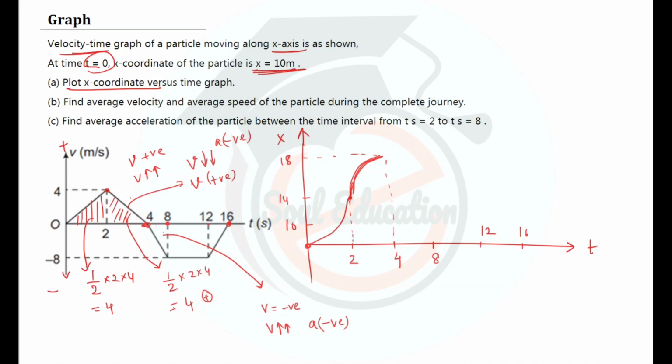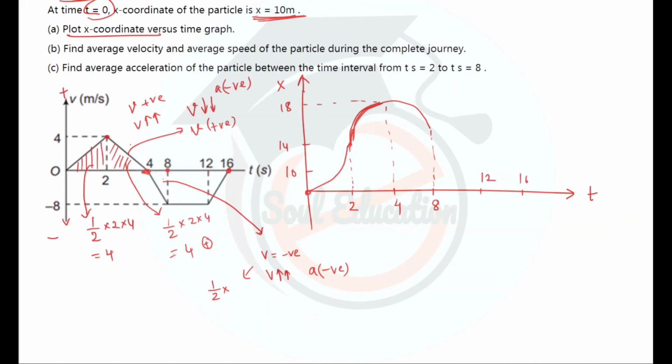How will its graph look? It will be like this, up to 8 seconds. Now if we look at its value, what is its area? Half into 4, minus 8 is 4, into its height, which is 8. So 8, which is equal to 16. So this is minus 16, because this is a negative value. This is negative area. Basically velocity is negative here, so displacement is negative here.